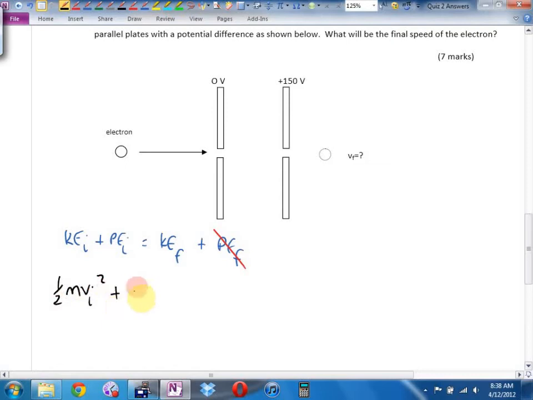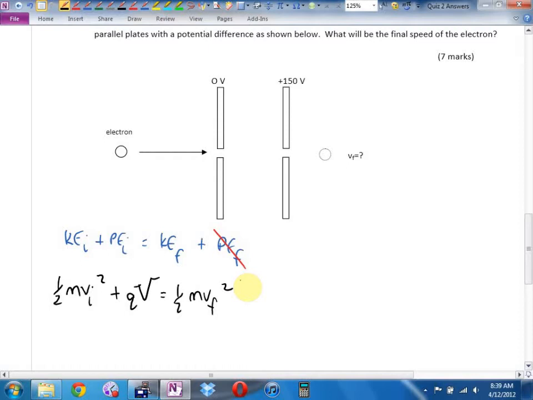Oh, qv, very good. Equals, let's put my wings on there because I've got multiple v's. And I think this is going to be a half mv final squared. Is that right, Mitchell? Do the m's cancel this time? Nope, not in this situation.